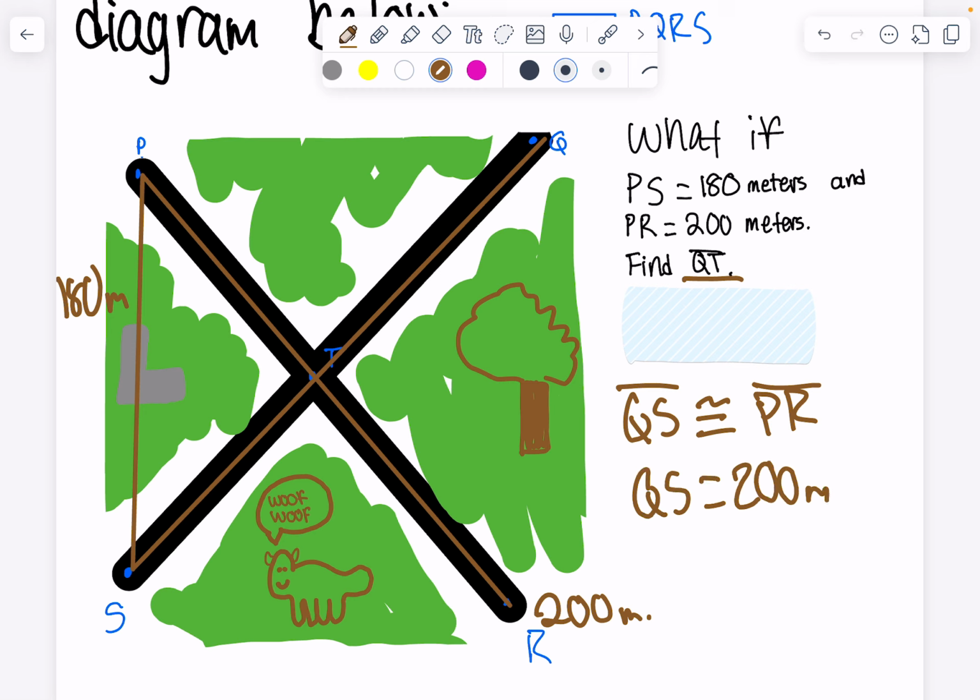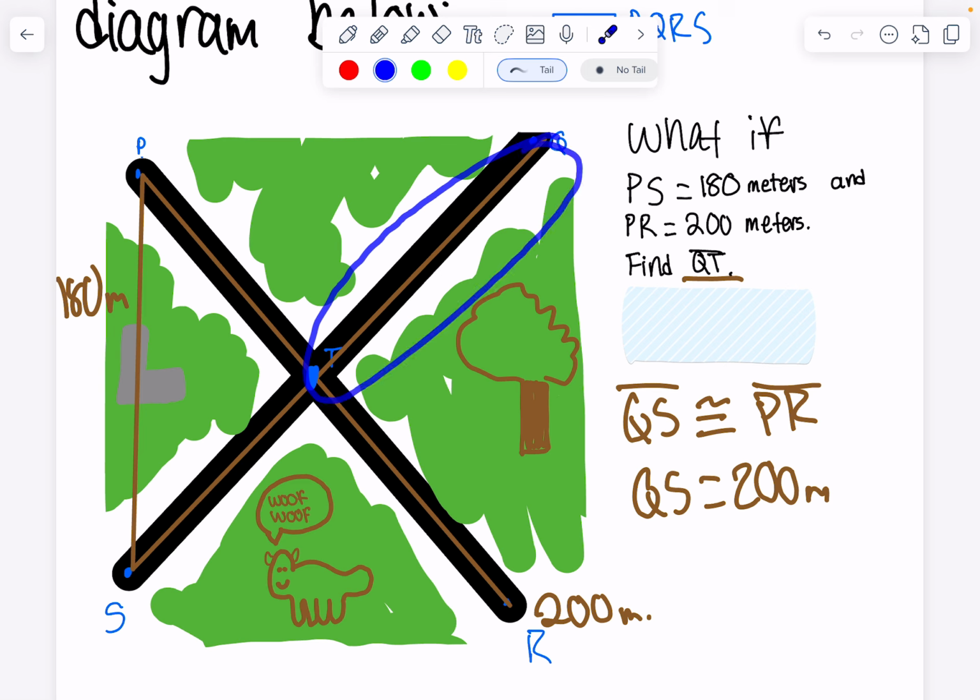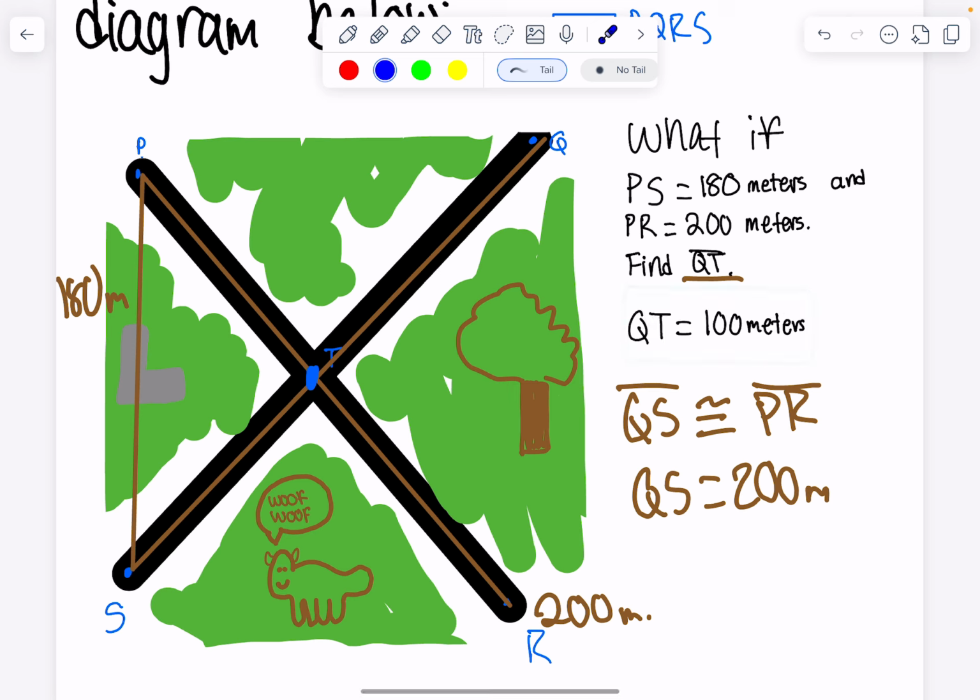I also know that because diagonals bisect each other, this point T is actually the midpoint of the line segment. And so if I'm looking for QT, well, T is the midpoint of QS. That means that QT must be 100 meters. That was my logic. You could have even done a really cool triangle congruence proof here. You could have done a couple things, but yes, QT is going to be 100 meters based upon these two diagonals bisecting each other and that PR and QS are congruent through the properties of a rectangle.